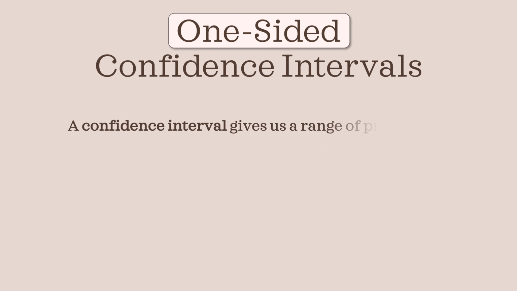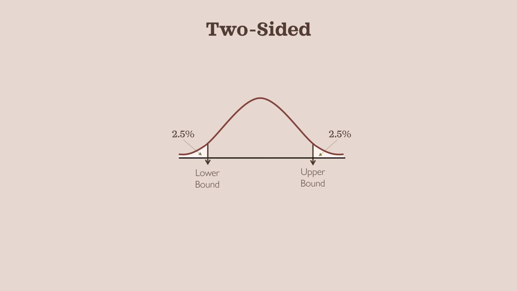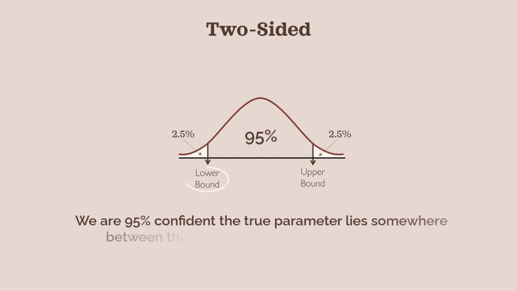A confidence interval gives us a range of probable values for an unknown population parameter, like a mean or proportion, based on our sample data. The most common is the two-sided confidence interval. For a 95% two-sided interval, we split the 5% error, or alpha, into 2.5% in each tail. We're saying we're 95% confident that the true parameter lies somewhere between this lower bound and this upper bound. It protects us from being wrong on either side.